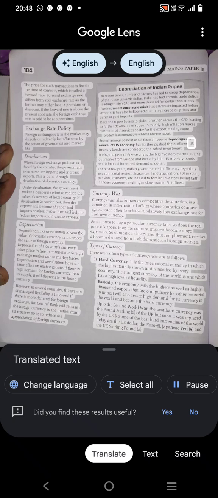U.S. Treasury bonds are considered the safest investment. During the peak of the Greece crisis, big investors started pulling out money from Europe and investing it in U.S. Treasury bonds, which implied increased demand for the dollar.